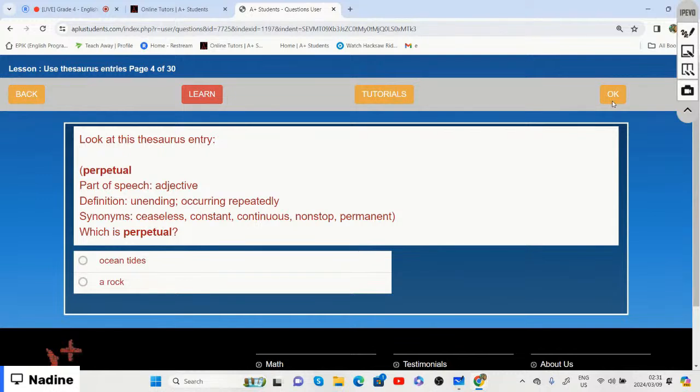Perpetual. So now they're saying, look at the thesaurus entry, which is perpetual. Which is perpetual? Is it ocean tides or a rock? It is unending. It is occurring repeatedly. Is it ocean tides or a rock?